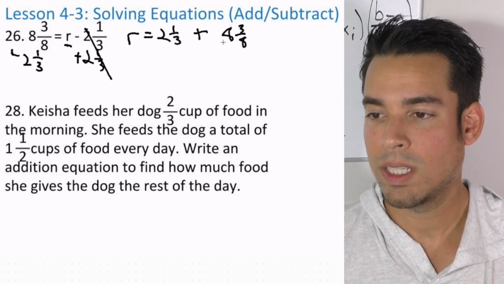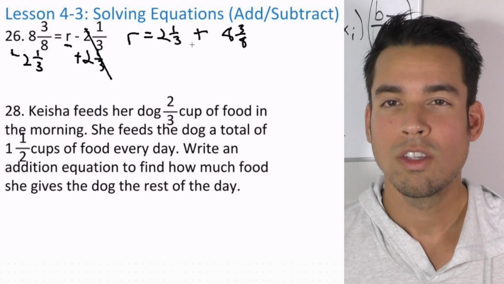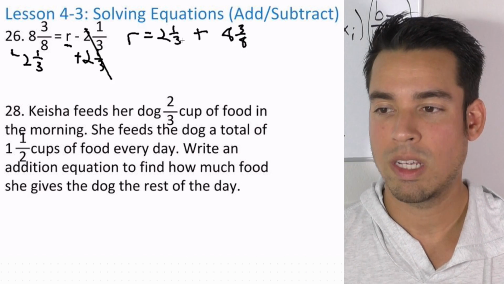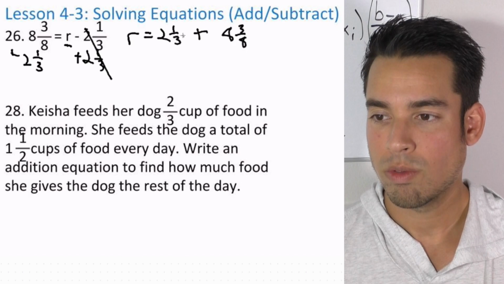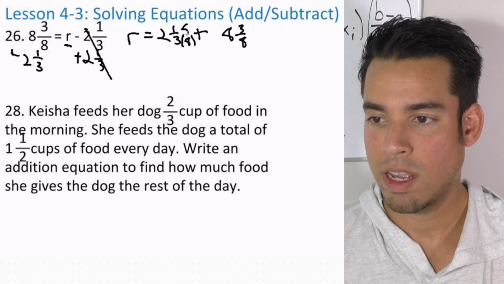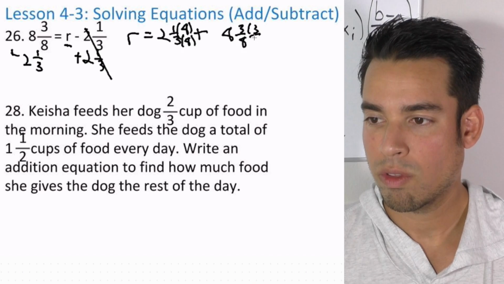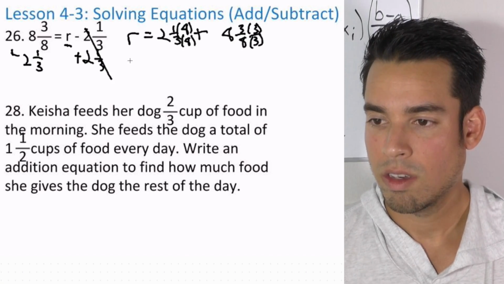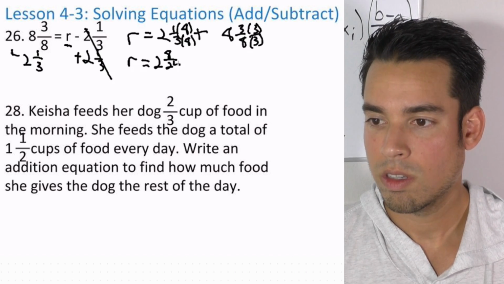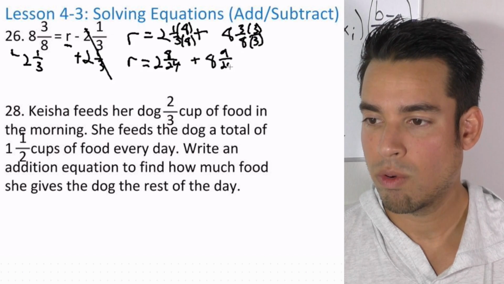But we need to get common denominators to add these fractions. So what's a nice multiple of 3 and 8? Let's go 24. So we're going to multiply this guy by 8 over 8, and this guy by 3 over 3. And what do we end up getting? We get r equals 2 8/24ths plus 8 9/24ths.